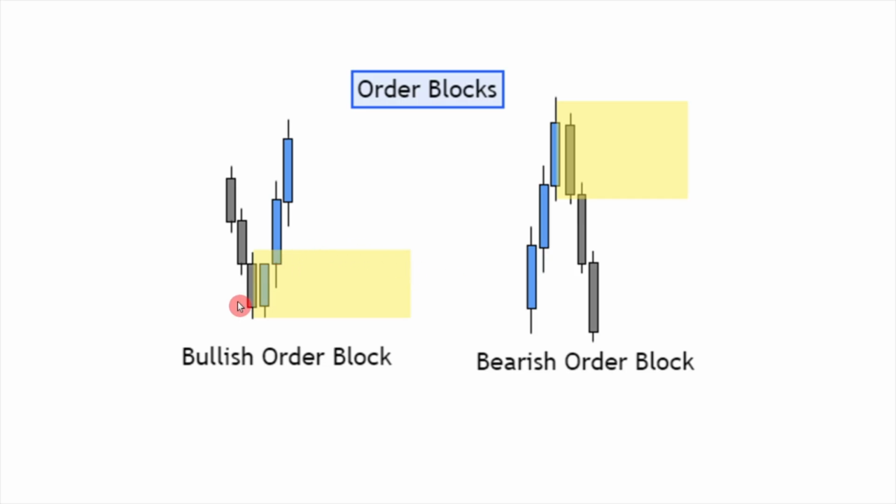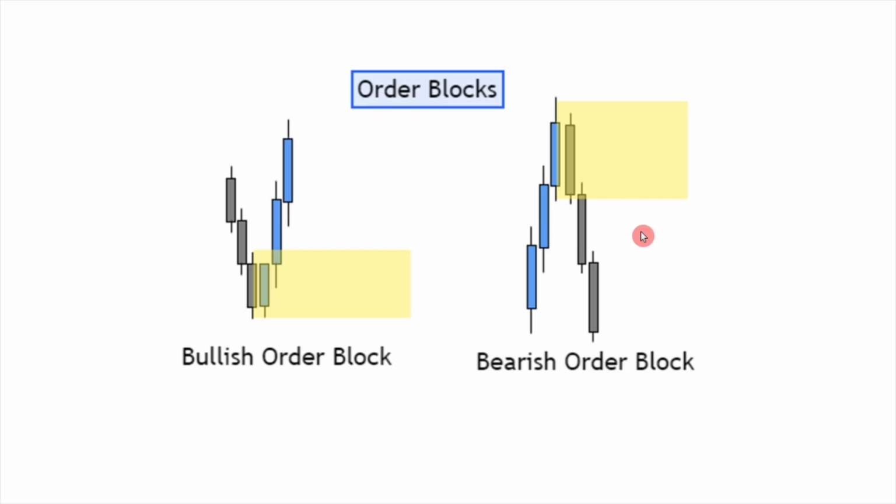Now, a bullish order block is the last bearish candle before a strong upwards move. It shows where smart money placed buy orders and pushed the price higher, and it also acts as a support zone. On the other hand, a bearish order block is the last bullish candle before a strong downwards move. It shows where smart money placed sell orders and drove the price lower. This acts as a resistance zone.